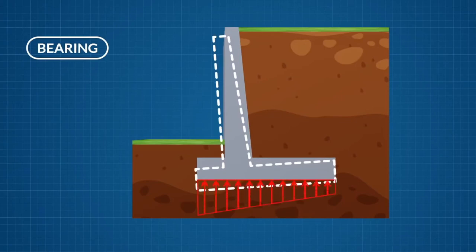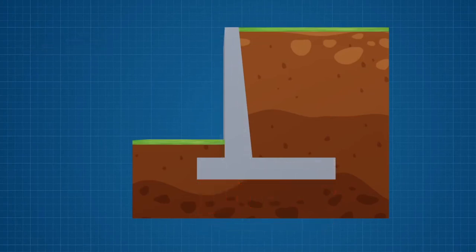The final type of failure is bearing failure. This is determined by bearing capacity using the Terzaghi approach, and more information on this is in our video on bearing capacity. The length L is used to distribute the vertical reaction.